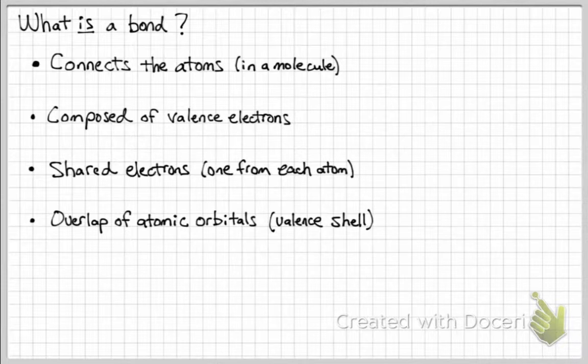And that this is allowed by overlap of the atomic orbitals on those individual atoms. So overlap of atomic orbitals allows for sharing of electrons between those atoms, and those electrons are specifically the valence electrons of the atoms.